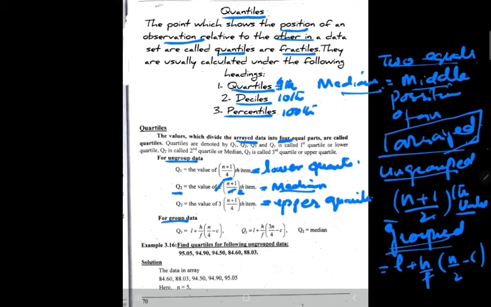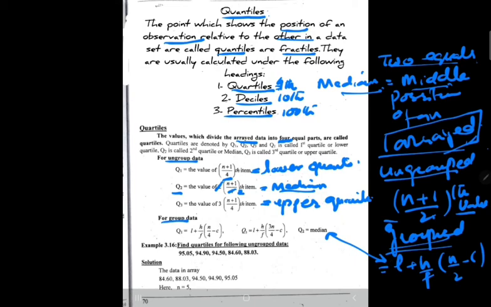Similarly, for grouped data, Q1 is L plus h by f times (n by 4 minus C). Like in median we did it with n by 2, here we do it with n by 4 minus C. And for quartile 3, because it is 3, it is multiplied with this factor: 3n by 4 minus C, and it becomes quartile 3, the upper quartile. This one is the lower quartile for grouped data, and Q2 is the median, because after solving Q2 we get the value of the median. The median and quartile 2 are the same.